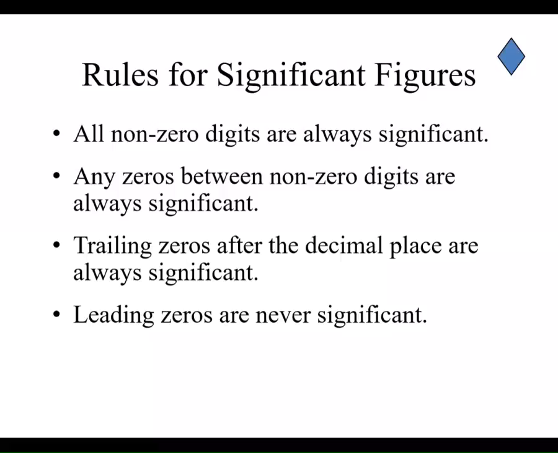Now this is a place where zeros are not significant. And this one only works for small numbers. I don't know if that'll help you or not. And here's what it says. Leading zeros are never significant. Sometimes we call these placeholders. Placeholders for small numbers. And it looks like this.